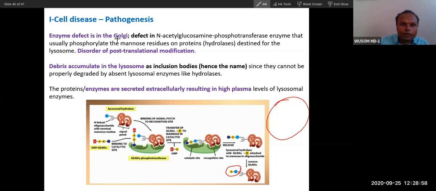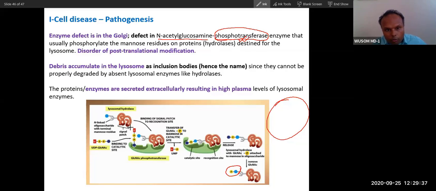So the enzyme defect is because of enzyme deficiency. The enzyme deficiency is N-acetylglucosamine phosphotransferase. Just remember phosphotransferase at least. It is an enzyme that usually phosphorylates mannose. This phosphotransferase enzyme is present in the Golgi apparatus. And if this enzyme is absent, then what will happen?